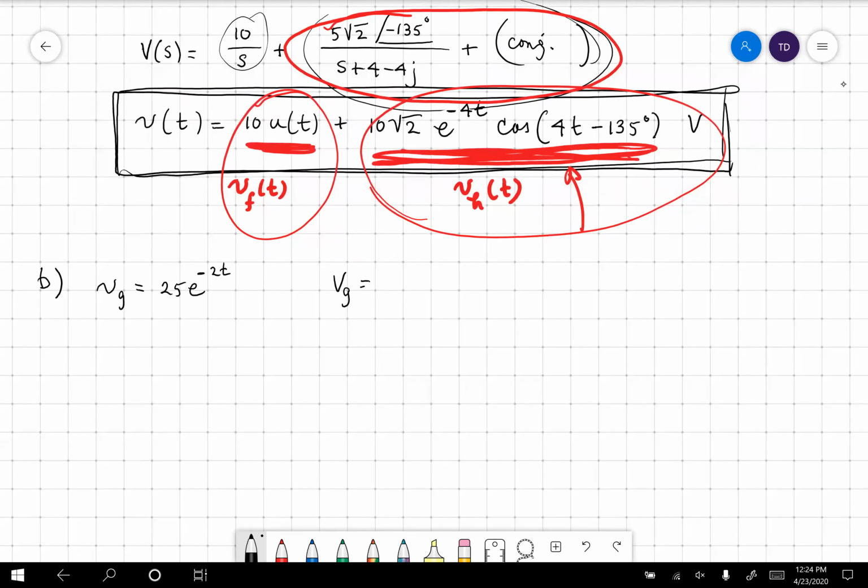Vg is equal to what? 25 over S minus 2. Why did I know it would be you, Connor? 25 over S minus 2 or S plus 2? Plus. Plus, correct. It switches its sign. S plus 2. Okay. So we have our VG.